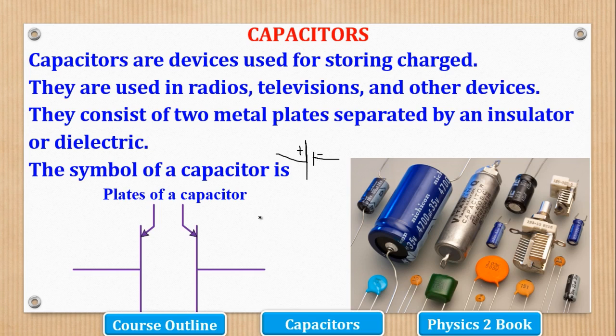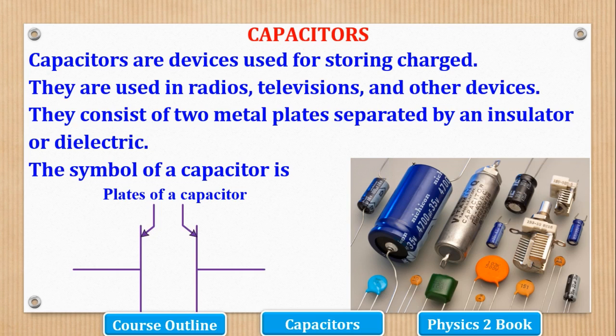But when it comes to a capacitor, both must be of the same height. As you can see here, they should be of the same height. So that's the difference between the symbol for a capacitor and that of a dry cell. These are what we call the plates.